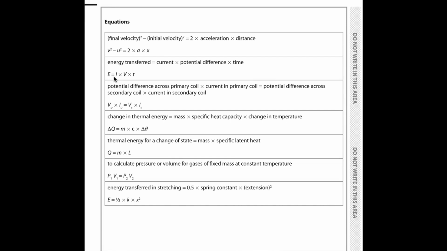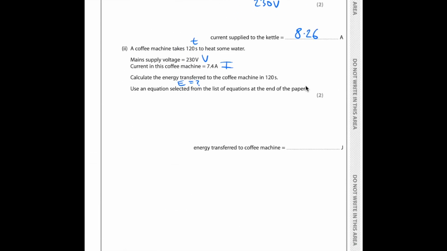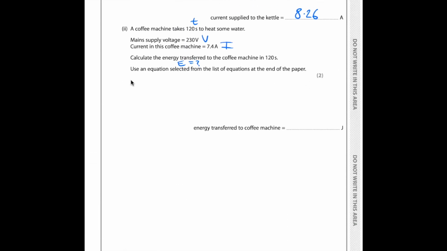Well, there we are. E equals I, V, T. So energy transferred equals current times by potential difference times by time. I like to say Emmerdale is on ITV. So the current, just pop the numbers in. 7.4 amps times by 120 seconds times by 230 volts, and that equals 204,240.